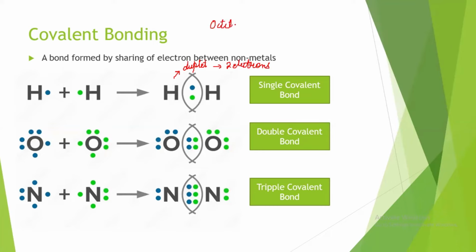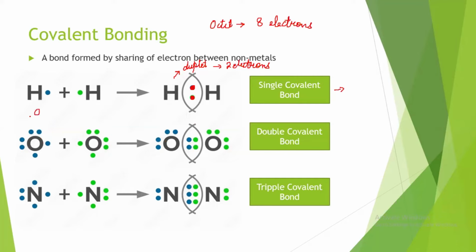And what do we mean by octet? Octet is an outermost shell which has 8 electrons. So this is hydrogen and they are sharing their electrons like this. This forms a single covalent bond as they are sharing one pair of electrons. So this is one pair of electrons, these are two pairs of electrons, these are three pairs of electrons.